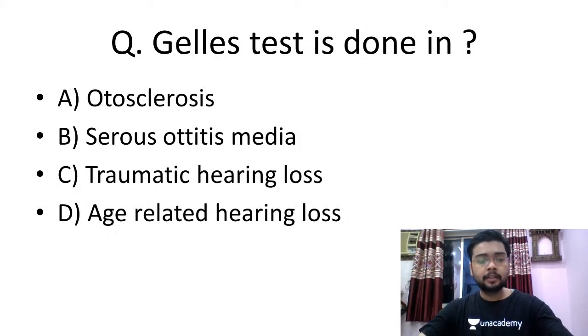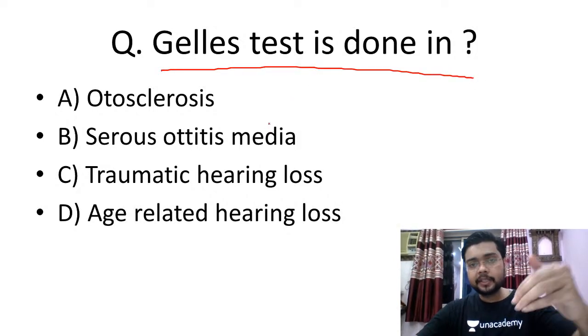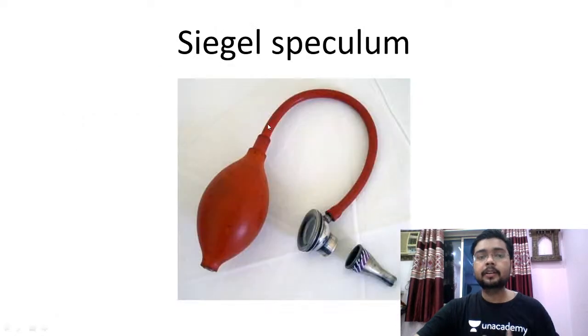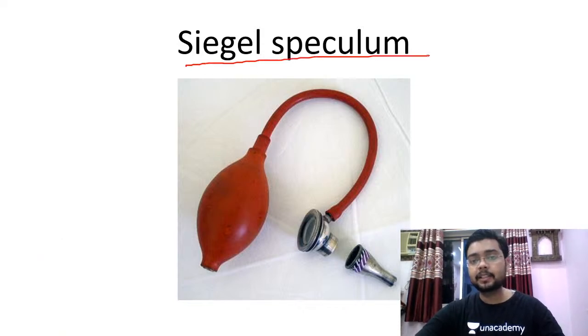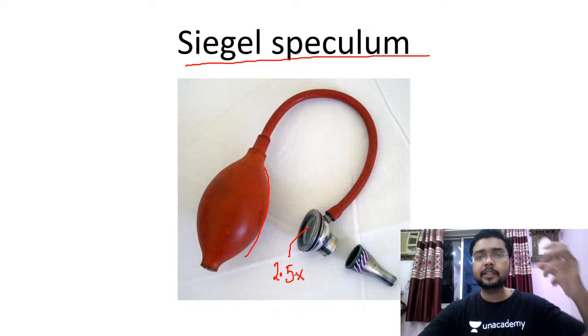Now this is again an important question which is related with your tuning fork test. Gelle's test is done in... Now the answer is pretty straight, but first you need to understand what this Gelle's test is and how this test is being done. So the instrument that you are seeing here is called Siegle's speculum, right? It has a rubber bulb and one eyepiece which has a convex lens for magnification. What magnification does it produce? 2.5x. So it magnifies the tympanic membrane image by 2.5 times.